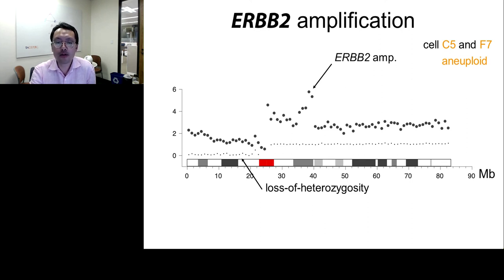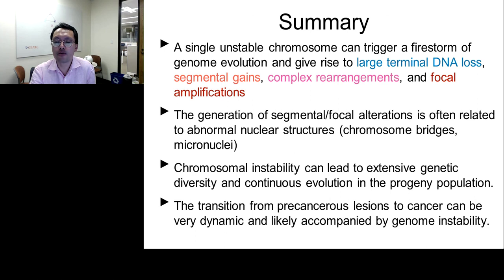So with that, I want to conclude my presentation for today with a quick summary. In the first part of my presentation, I hope I've convinced you that even by generating a single broken chromosome, creating a single unstable chromosome can lead to a firestorm of genome evolution and mutagenesis. This can give rise to large terminal DNA loss, generate segmental gains, and complex rearrangements, including the formation of focal amplifications.